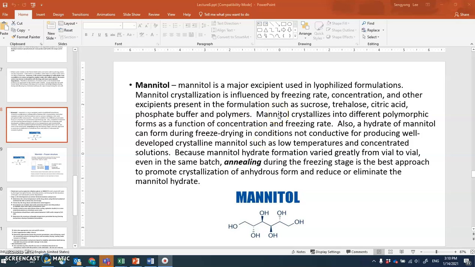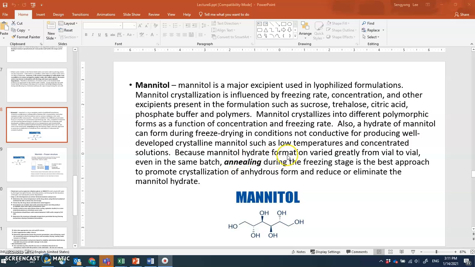So mannitol crystallizes into different polymorphic forms as a function of concentration and freeze drying rate. What it means is it's not going to present you a uniform crystal structure. It depends on what temperature condition, what speed, what vacuum condition, it may form different crystalline forms. So although it's a great cryo and lyoprotectant, you need to figure out the best concentration of mannitol when you use it in your freeze drying formulation. That's what it means.